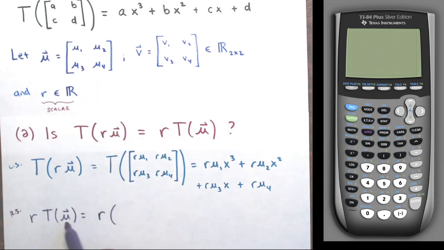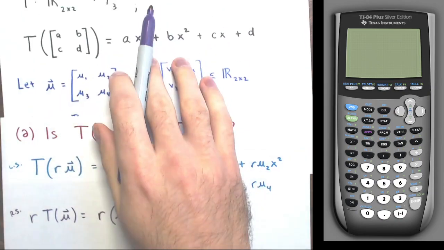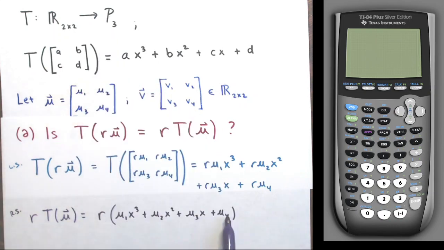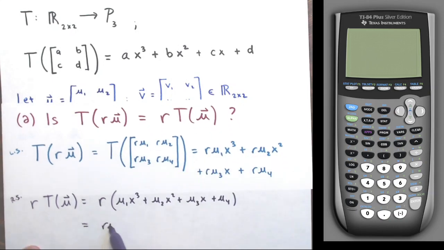That would give me, now again, when you replace something, I'm replacing t of u with its output, the image of u. That was put parentheses around it. So that'd be u1 x cubed plus u2 x squared plus u3 x plus u4. And now I perform scalar multiplication, but this is scalar multiplication in P3, not scalar multiplication in R2 by 2. Scalar multiplication in P3 is simply, when you multiply a polynomial by a scalar, the standard operation is to distribute. So I distribute that r. We have ru1 x cubed plus ru2 x squared plus ru3 x plus ru4.